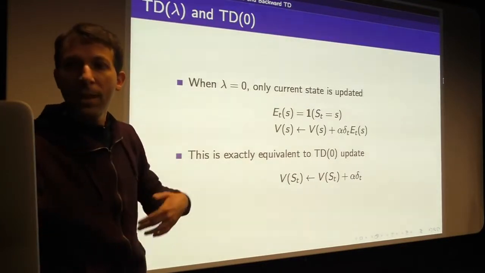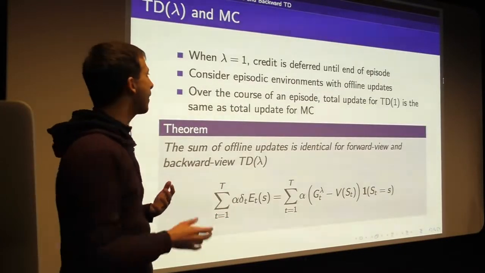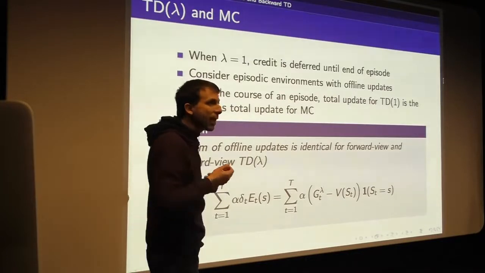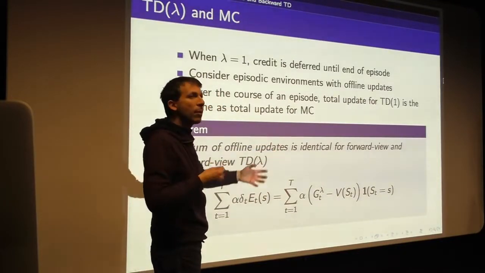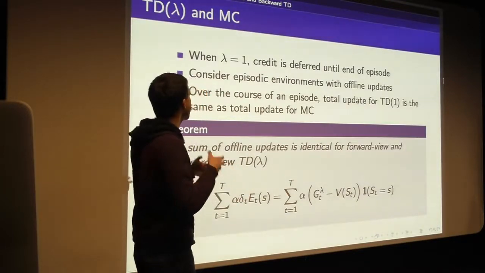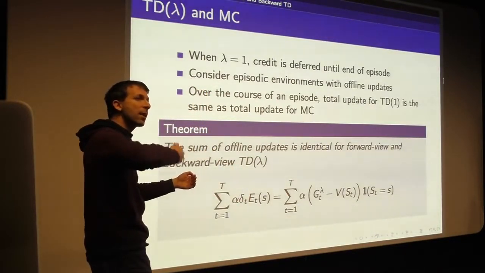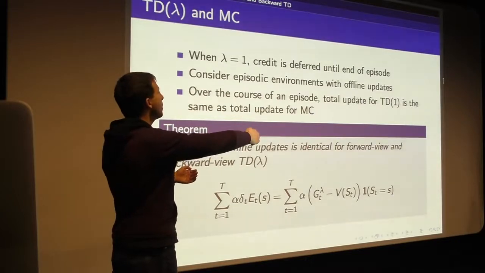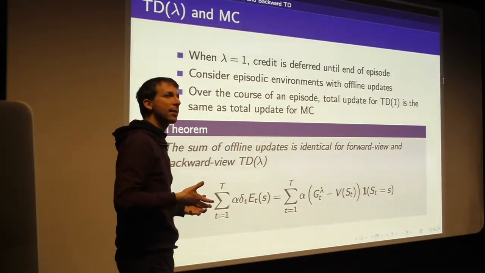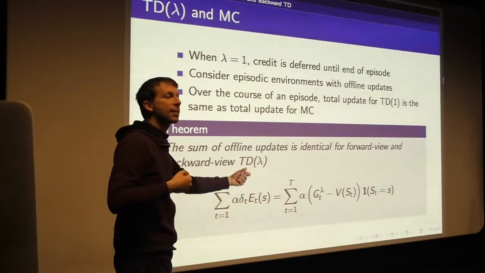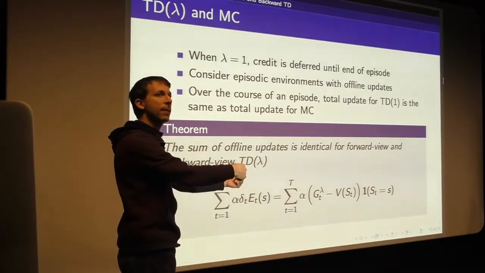At the other extreme, we have lambda equals 1, and in that case, the credit is deferred all the way to the end of the episode. If we're in an episodic environment, this has the nice result that if you accumulate all of the updates that you do using this backward view, the sum of those updates is the same as for the forward view of TD lambda.